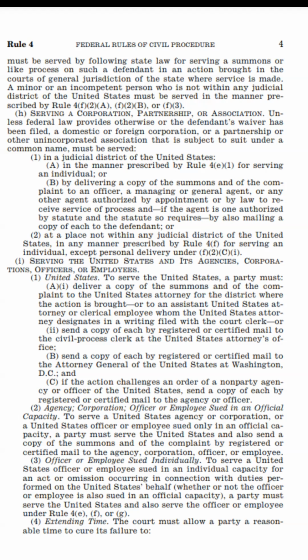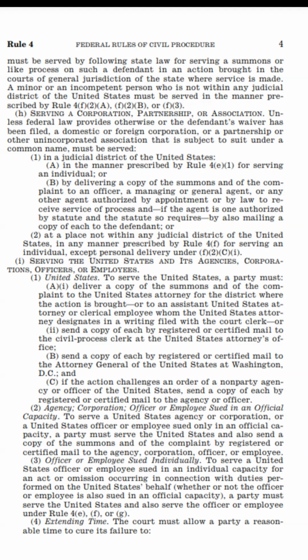2. Agency, corporation, officer or employee sued in an official capacity. To serve a United States agency or corporation, or a United States officer or employee sued only in an official capacity, a party must serve the United States and also send a copy of the summons and of the complaint by registered or certified mail to the agency, corporation, officer, or employee.